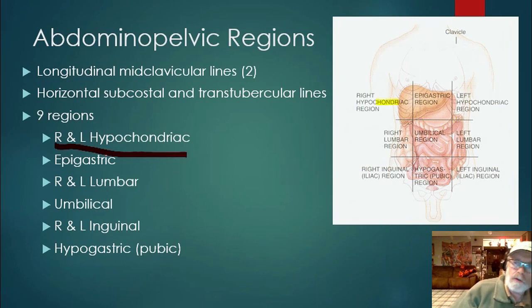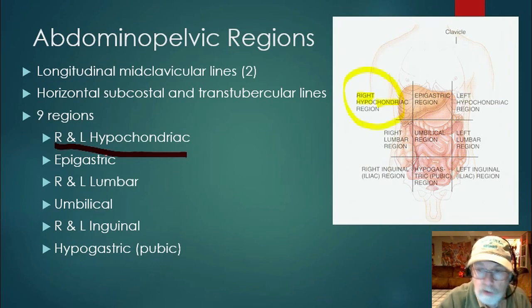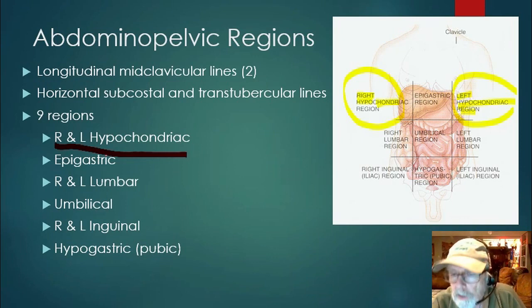So since this is on the right side, first of all, and it's below the cartilage of the ribs, it's called the right hypochondriac region. Left side is really simple. It's called the left hypochondriac region because it's on the left side, first of all, and it's below the cartilage of the ribs, hypo-chondriac.